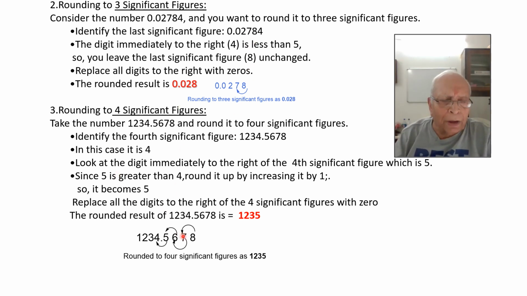Similarly, 4 significant figures. Here there is a very big number having so many significant figures. 1, 2, 3, 4, 5, 6, 7, 8. 8 significant figures are there, and we want to convert it to 4 significant figures. Follow the same procedure, picking up the last right side digit, and move to the preceding digits this way, and finally you get 1, 2, 3, 5 here.